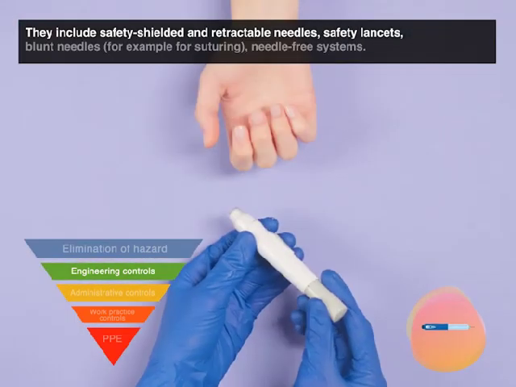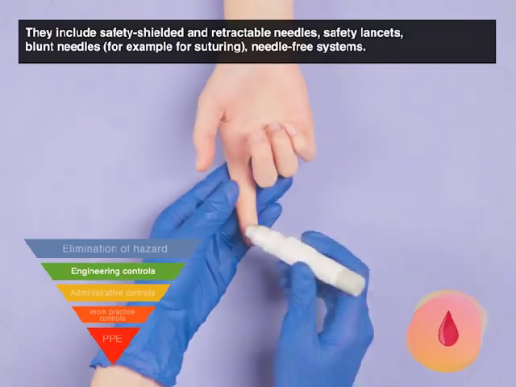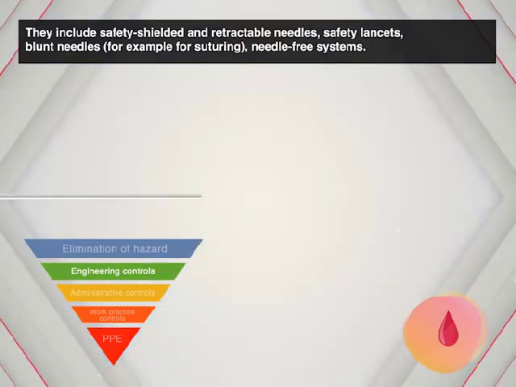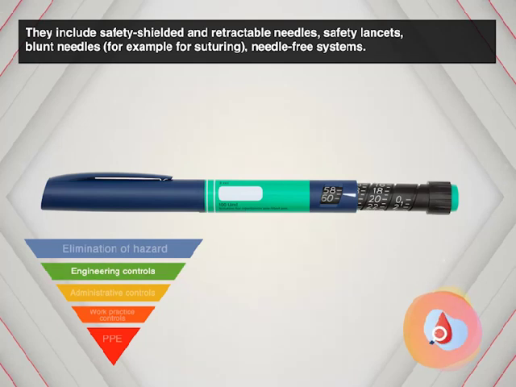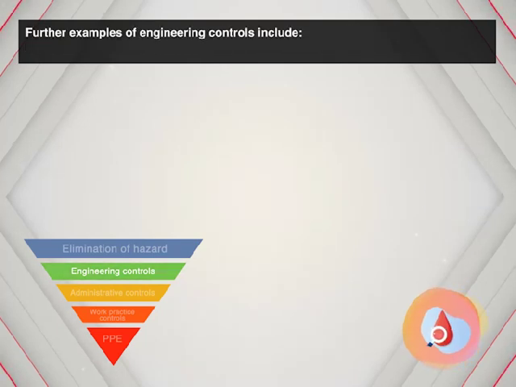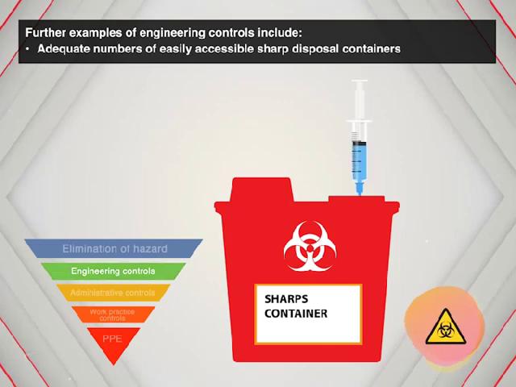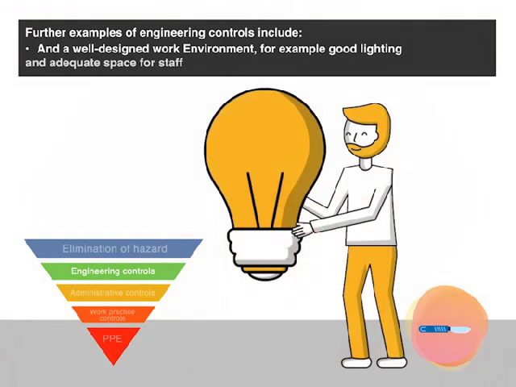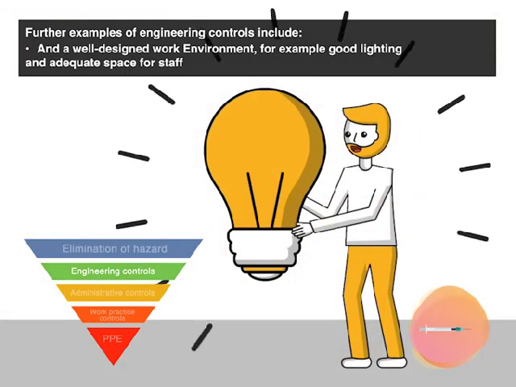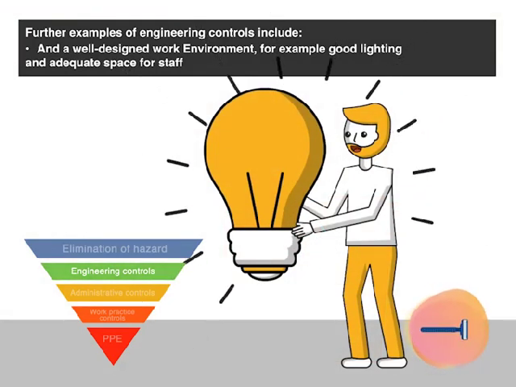They include safety-shielded and retractable needles, safety lancets, blunt needles, for example, for suturing, and needle-free systems. Further examples of engineering controls include adequate numbers of easily accessible sharps disposal containers, and a well-designed work environment, for example, good lighting and adequate space for staff.